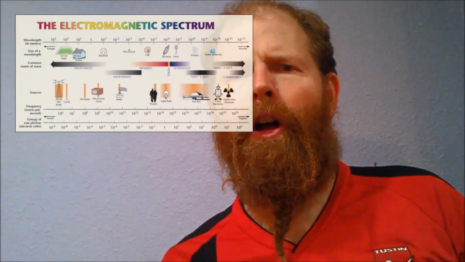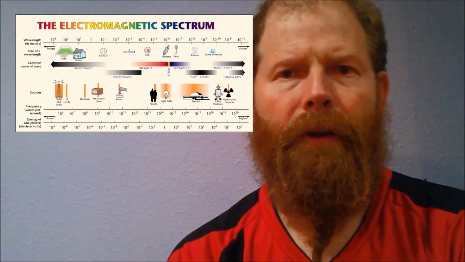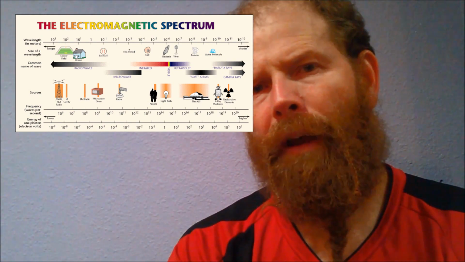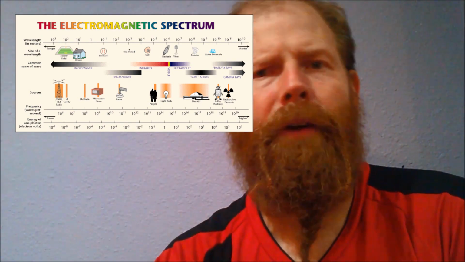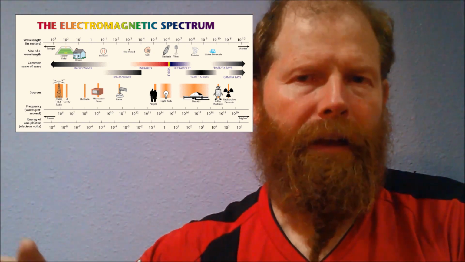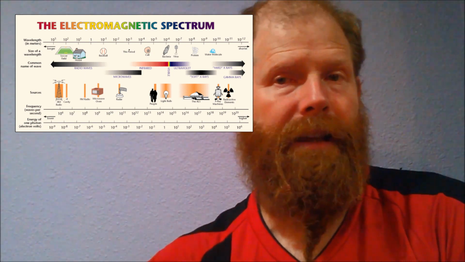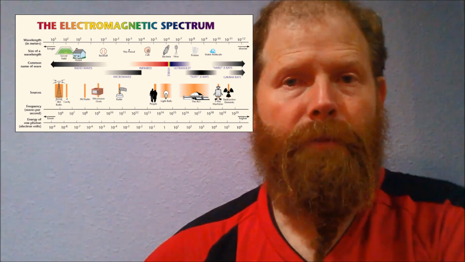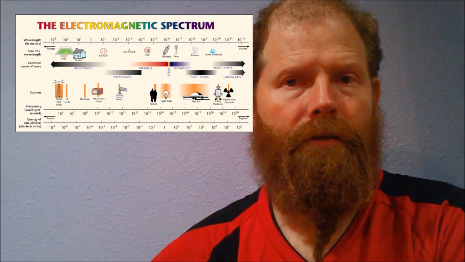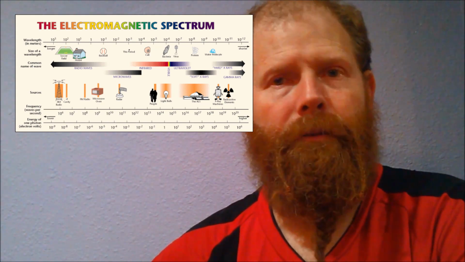Also, we don't have to just record what's in the visible range. We can record all the other ranges. We can record everything from radio waves, microwaves, infrared, visible, ultraviolet, X-rays and gamma rays. All of those can be recorded using telescopes. Okay? We just need different materials.